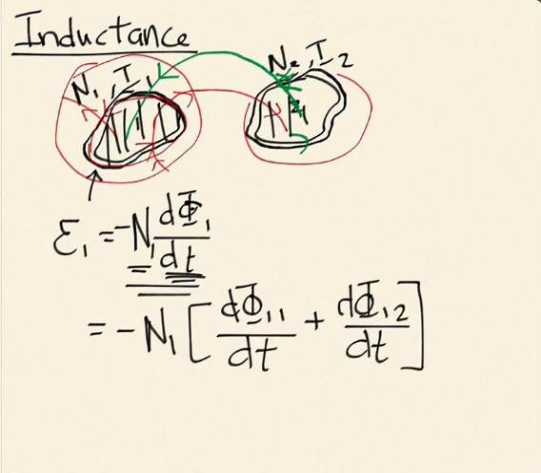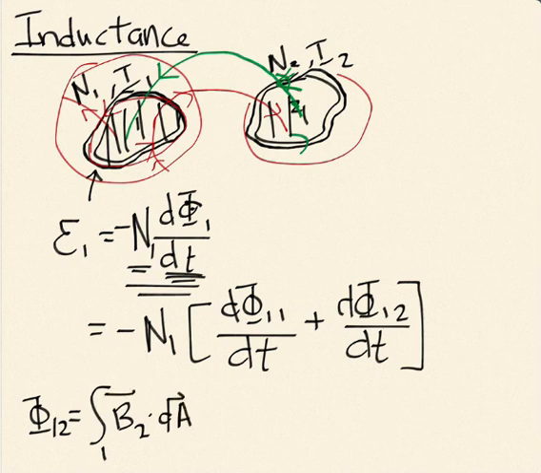Let me just look at phi 12. Now, if I wanted to write this down from first principles, I would want to write down the integral of B2, integrated over the surface of loop 1, dot dA. Now I can replace this with B sub r. So let me leave the external integral, and then I'll have a dot dA here.